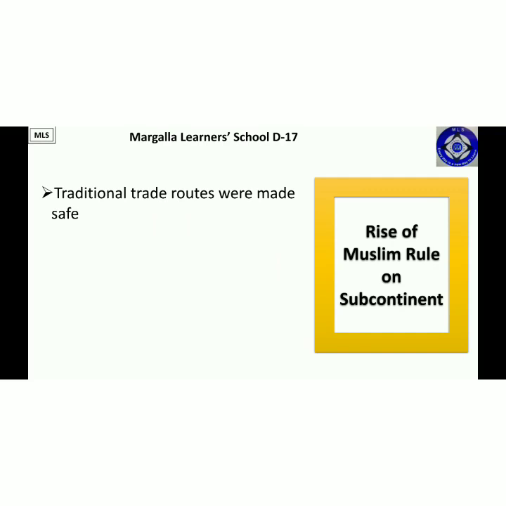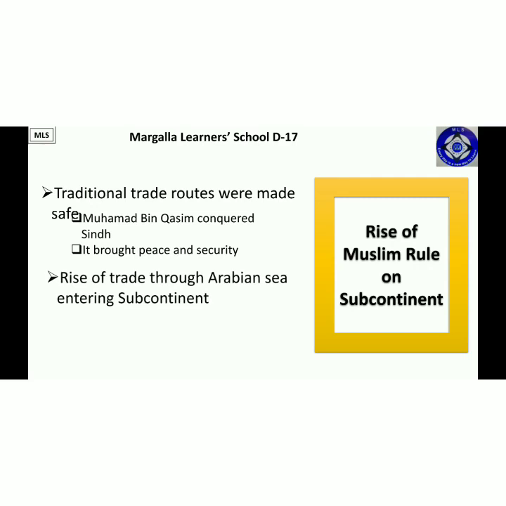First of all, the traditional trade routes were made safe, as we discussed in the previous lecture how Muhammad bin Qasim conquered Sindh and it brought peace and security in this area, which led to the foundation of Muslim rule in the subcontinent. And the rise of trade through the Arabian Sea entering the subcontinent.